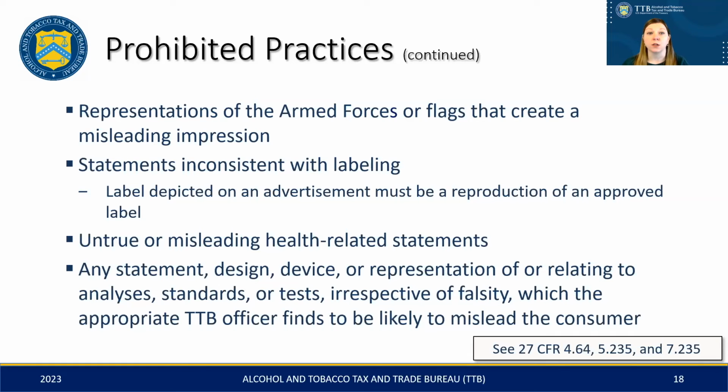Additional prohibited practices include representations of the armed forces or flags that create a misleading impression. Statements inconsistent with the label or statements on the label. For example, if your advertisement contains pictures of your labeled bottles, the label on the bottle depicted in the advertisement must be a representation of an approved label, subject to any allowable revisions, which are listed on TTB Form 5100.31. Another example would be that any class and type statement used in advertisements must be the same class and type statement used on the bottle.